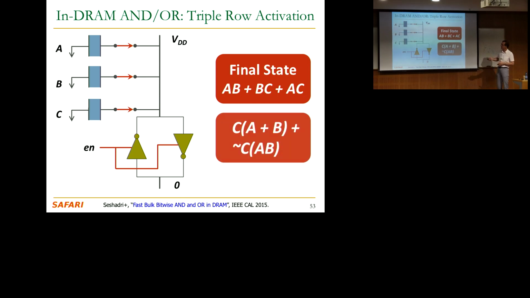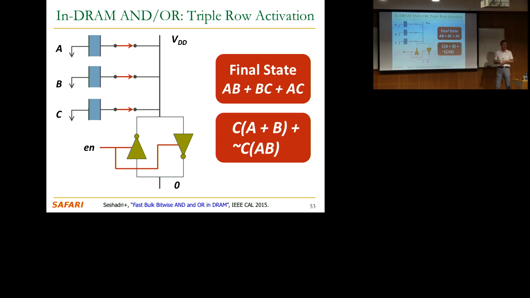But you could also rewrite this Boolean equation and use C as a control input. If C is 1, you get the OR of A and B. If C is 0, you get the AND of A and B. Essentially, now you have bitwise AND and bitwise OR implemented by controlling one of the rows. Of course, it's bulk bitwise. It's not just a single bit. You're operating on whatever your row length is.